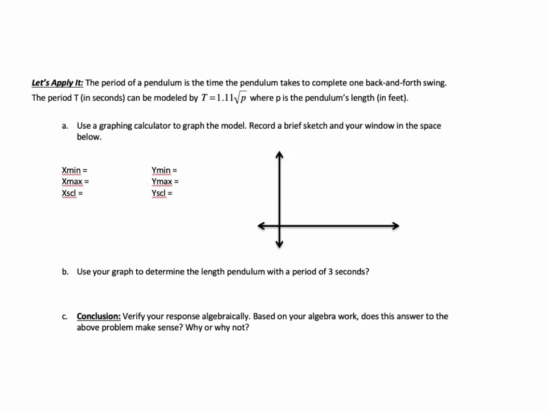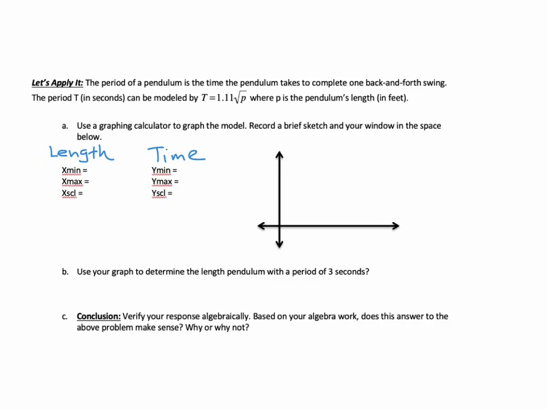The period, t in seconds, so this is time, can be modeled by the equation t equals 1.11 times the square root of p, where p is the pendulum's length. Now what's curious to me about that is that this time around our time is actually the y value. It's one of the few times time is not our control variable. And so our x values are actually the length of the pendulum in feet.